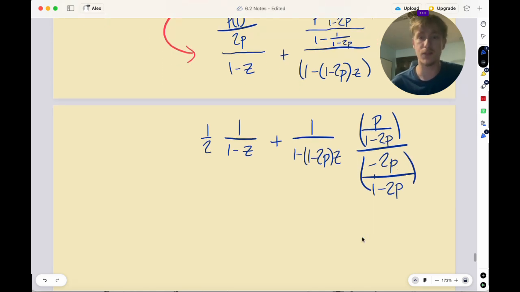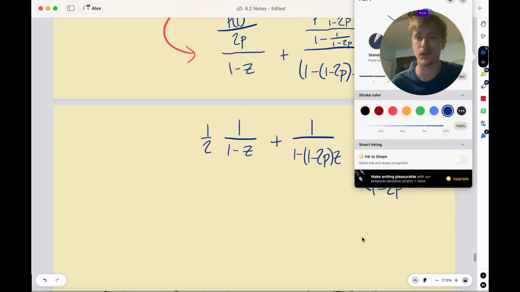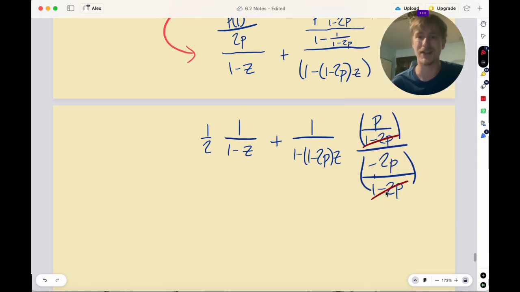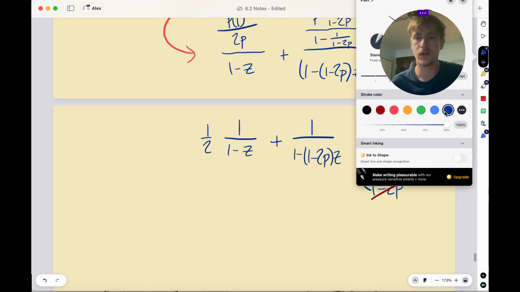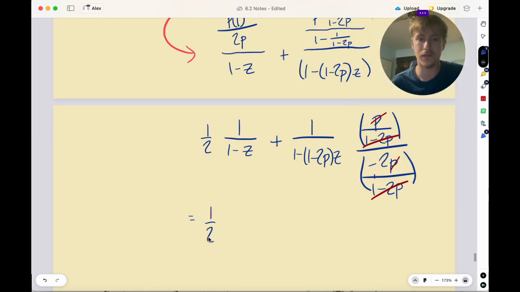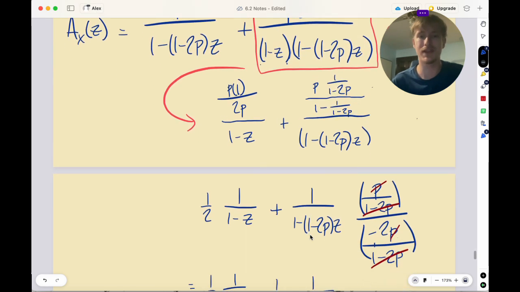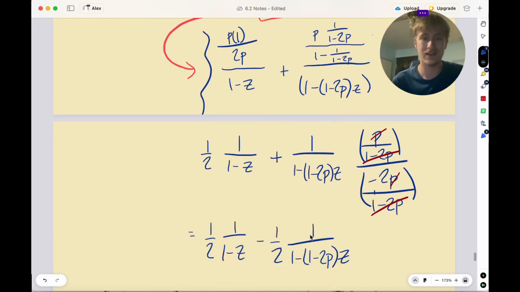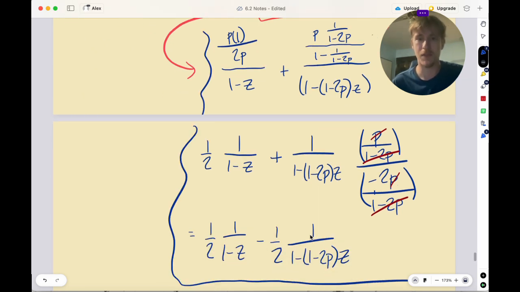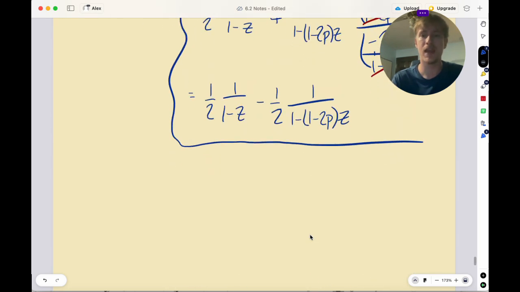We're going to need to take the reciprocal of that to simplify, or better, just cancel the denominators out like that. Then we have p over negative 2p, and the p's cancel, and we're left with negative 1/2. Okay, so we get that this is 1/2 times 1 over 1 minus c, minus 1/2 times 1 over 1 minus 2pz. Okay, so this is all kind of off to the side. In my opinion, that's the trickiest part of this problem, but now we can finish her up.